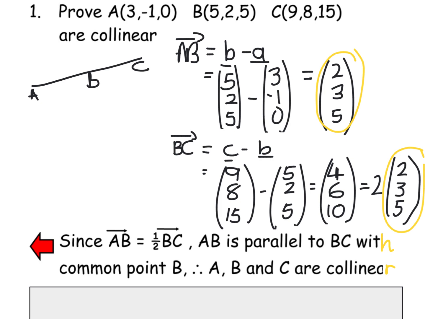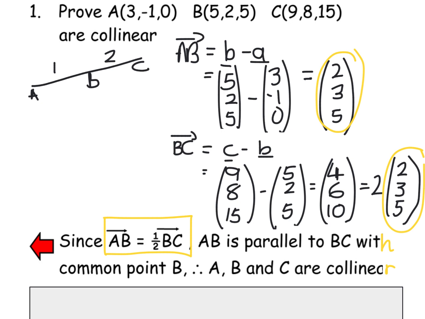Now, out of interest, this is a bit that sometimes people struggle with, thinking about how do you know which way around to do that? So if I had a look, we obviously worked out that AB was one of the (2, 3, 5) vector, and we worked out that BC was 2 of it. So the AB part is half of BC.